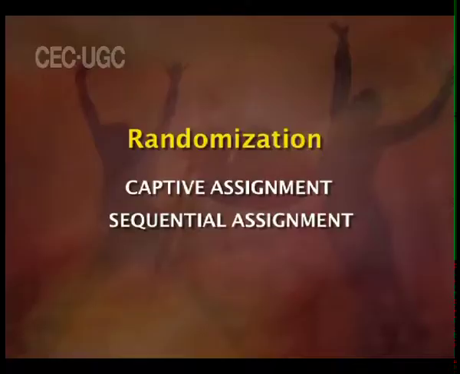Now, a basic aspect in the randomized group design is randomization, or the process of randomly dividing subjects into various groups. And randomization can be undertaken in two forms. One is captive assignment and the other is sequential assignment. Now, these two processes hold true for all types of randomized group designs.